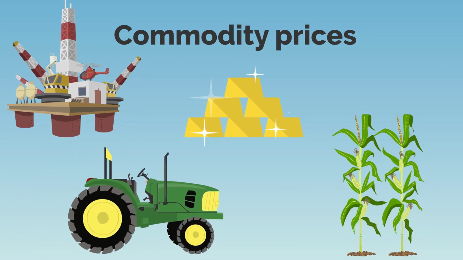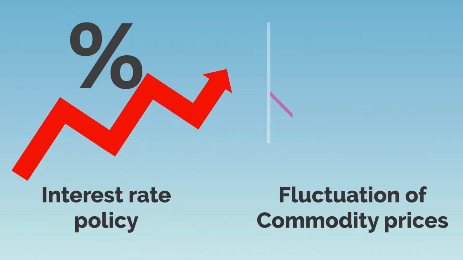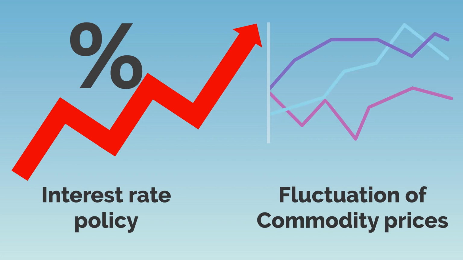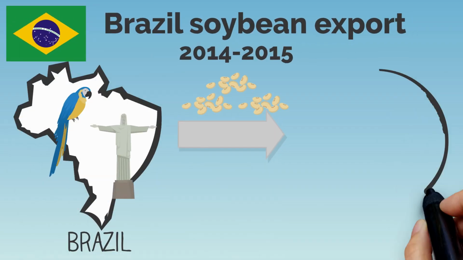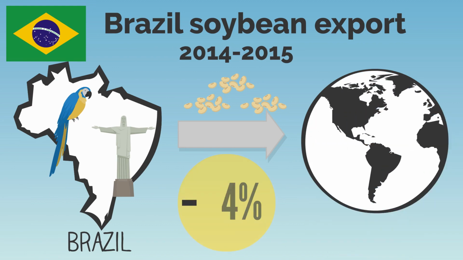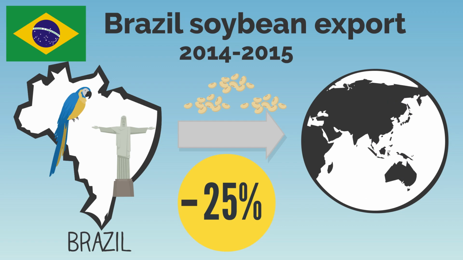Commodity prices. Interest rate policy can influence commodity prices and affect the revenues of commodity exporter nations like Brazil or Russia, as many commodities are priced in US dollars. For example, the export revenue from soybeans in Brazil declined by approximately 25% between 2014 and 2015 due to the strengthening of the US dollar.